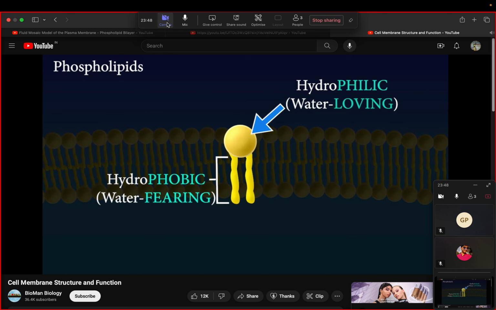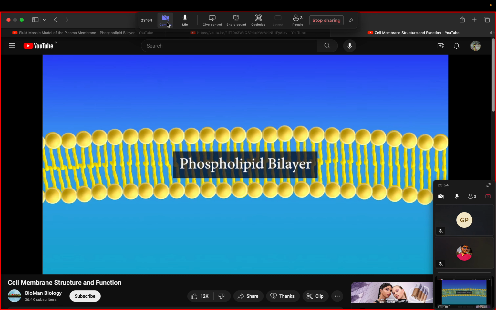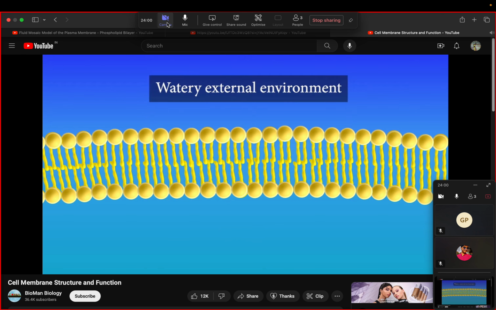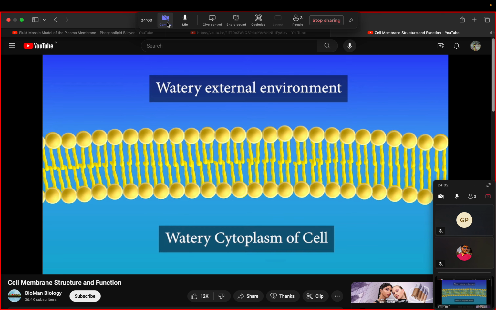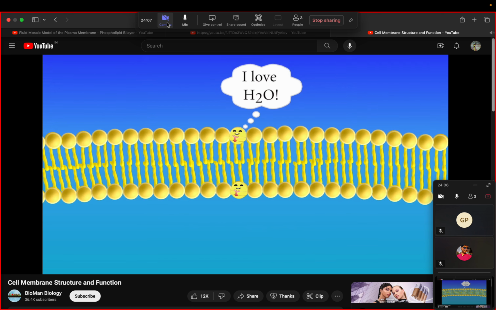Literally, hydrophobic means water-fearing. Because of these properties, phospholipids form two layers known as a phospholipid bilayer, with the hydrophobic tails facing each other and the hydrophilic heads facing the watery external environment and the watery cytoplasm inside of the cell. So the water lovers get to be next to water, and the water fearers can hide away from it.